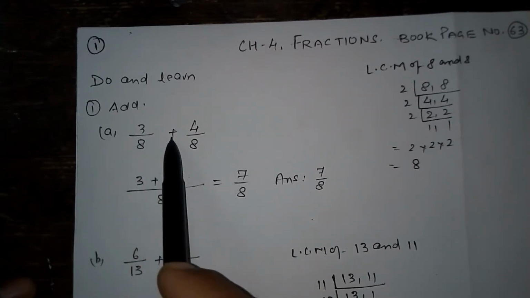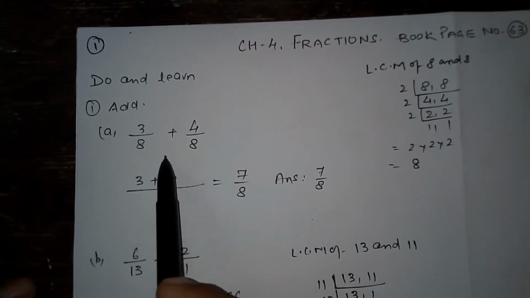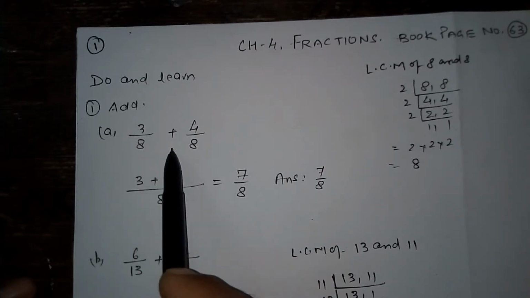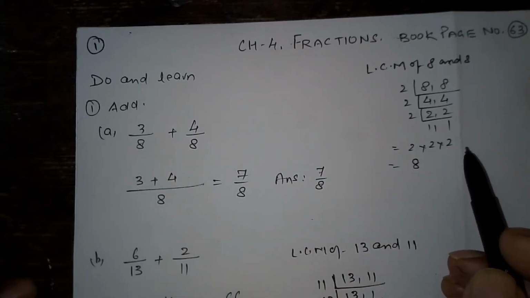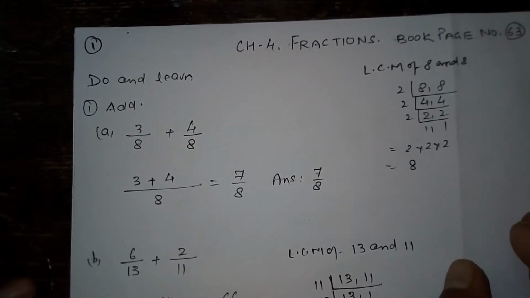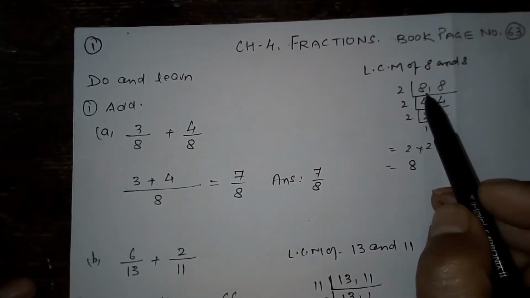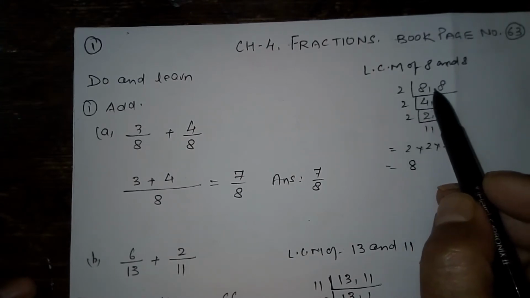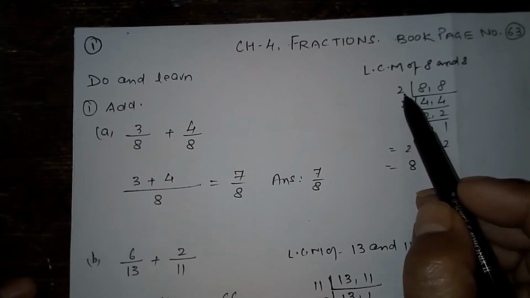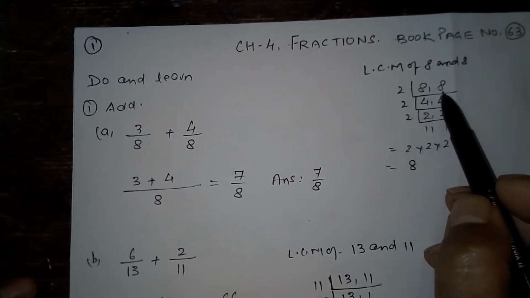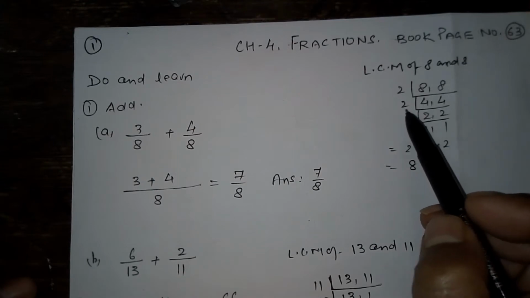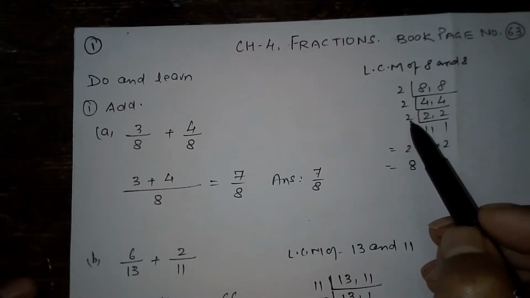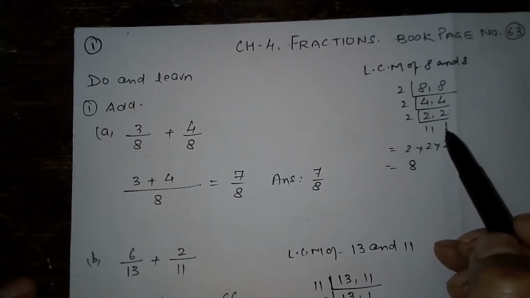So 3 upon 8 plus 4 upon 8. For this question, first we will take out the LCM of 8 and 8. I hope that all of you know about the LCM. So the LCM of 8 and 8: now look here, 8 and 8, these two 8s divided by 2. 2 fours are 8, again 2 fours are 8, again 2 twos are 4, 2 twos are 4. These 2s divided by 2, 2 ones are 2, 2 ones are 2.